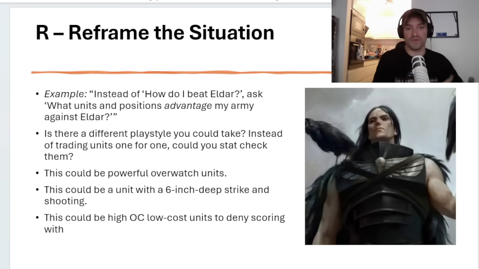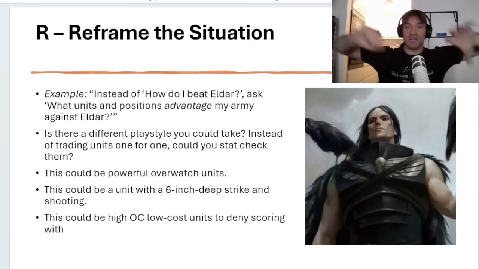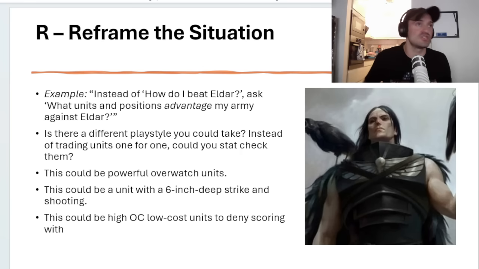Instead of trading units one for one, can you stat check them? This could be that maybe you don't have good Overwatch units in your army, and you need to make sure that you have Overwatch units to deal with the Eldar. This could be, do I have units with 6-inch deep strike that can just go down, split fire, and kill multiple units? Like if you have access to Inceptors with the assault bolters, can that just win you the game against Eldar? Well, it might actually, right? So you have to ask yourself these questions.